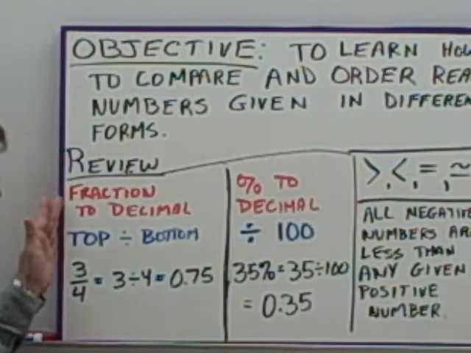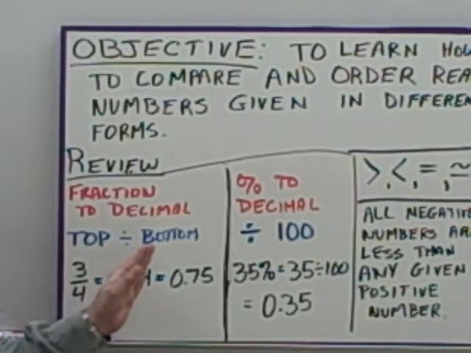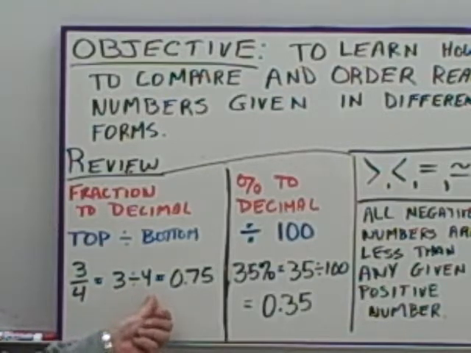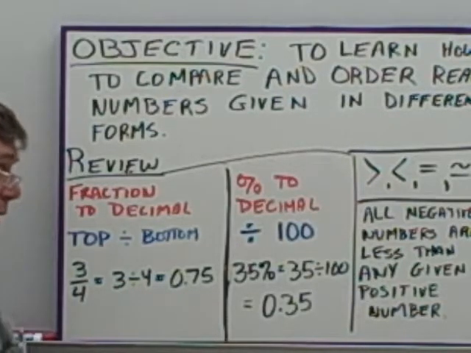When you're converting a fraction to a decimal, it's the top divided by the bottom. In this case, 3/4 would be converted to a decimal by doing 3 divided by 4 in your calculator, and you'll get 0.75.